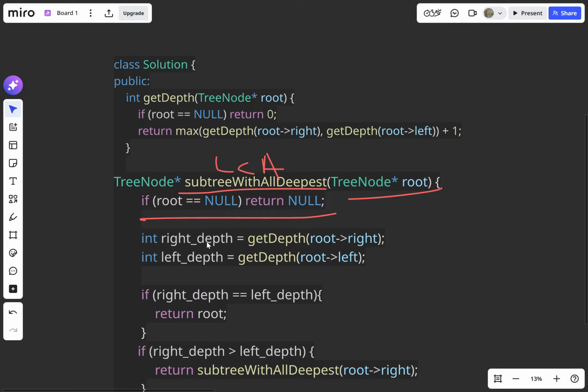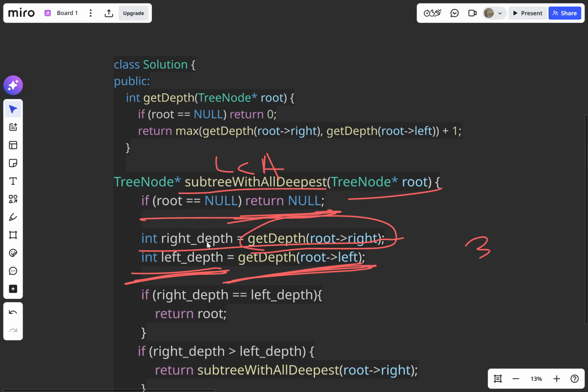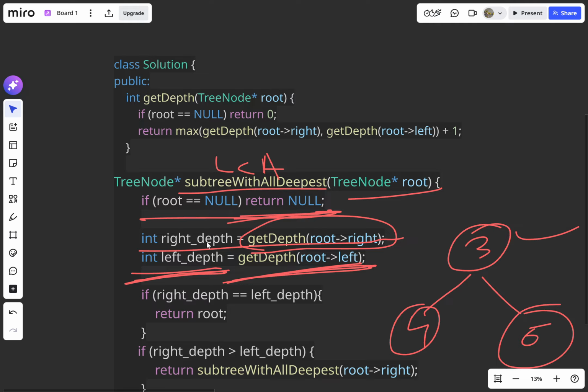So if the root equals null, we can return null. Then we have to find the depth of the right and left. Int left depth, we have to find the get left depth of the left root. Root's left means, if we have 3 with 4 and 6 under it, when we are at the 3, we have to find out the 4.